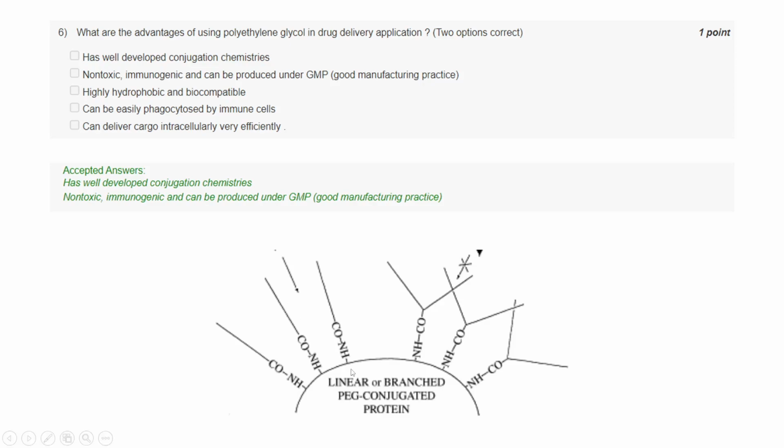Now, if this cargo has to be delivered intracellularly, this entire thing has to go inside a cell. And as I said right now, because of the branched nature of PEG, it will not allow cells to come near this drug molecule. So it won't be taken up very easily by the cells. So as a result, PEG cannot be used to deliver cargo intracellularly much more efficiently. So the right option is it has well-developed conjugation chemistries and it is non-toxic.